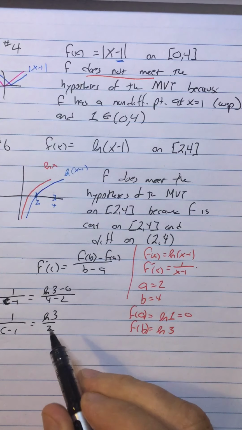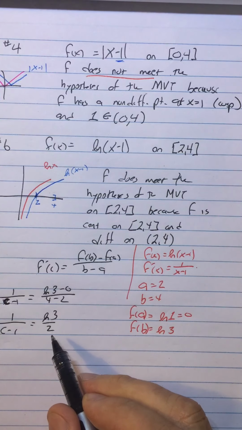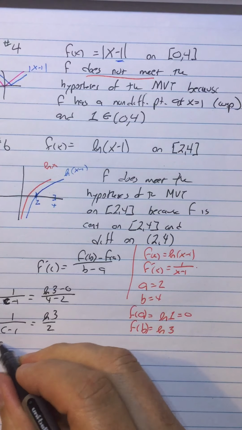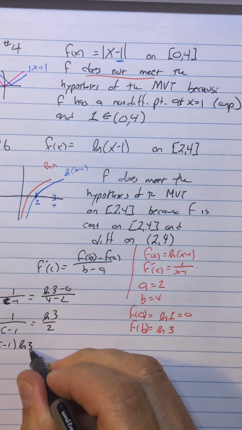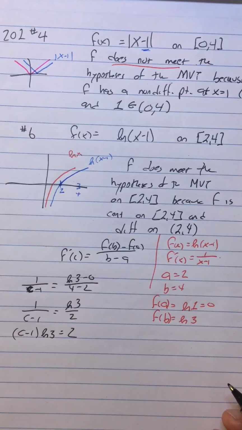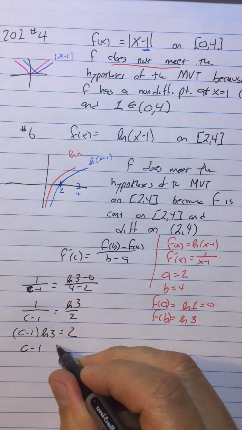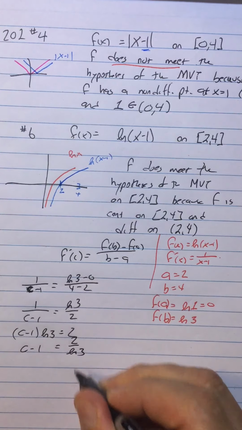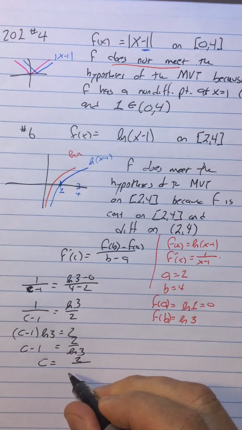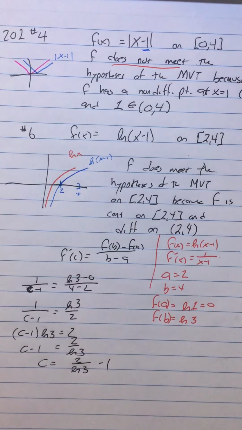Let's solve this as a proportion. So c minus 1 times ln 3 equals 2. So c minus 1 equals 2 over ln 3. Look at all the algebra you got to do. C equals 2 over ln 3 minus 1.